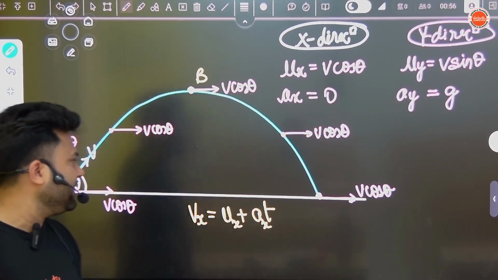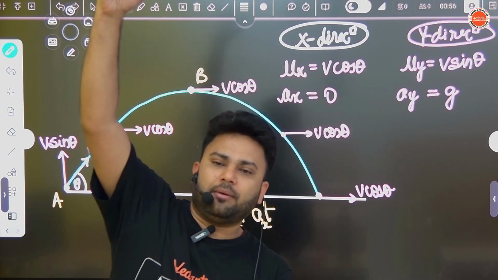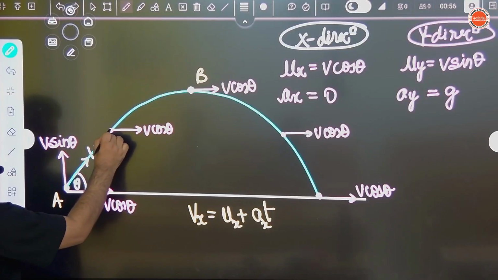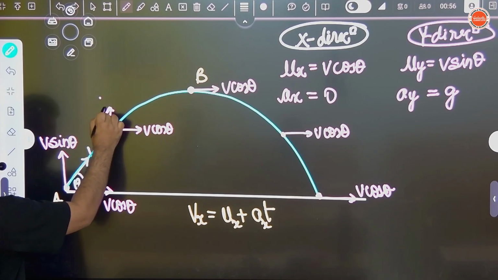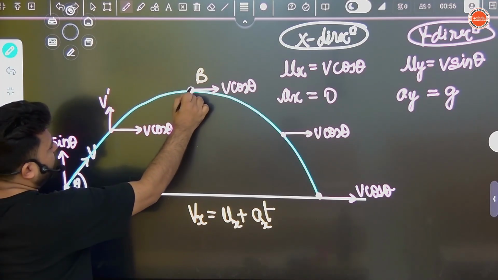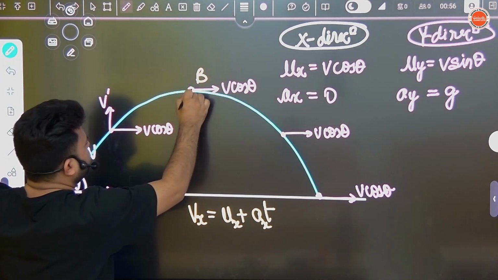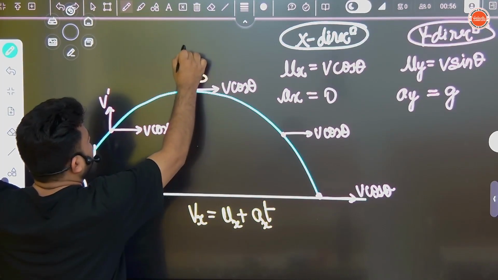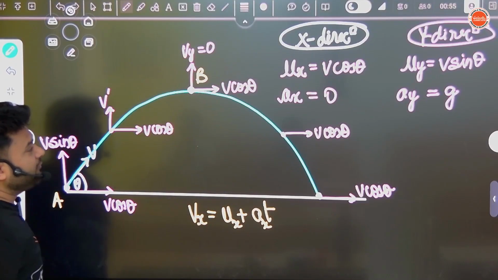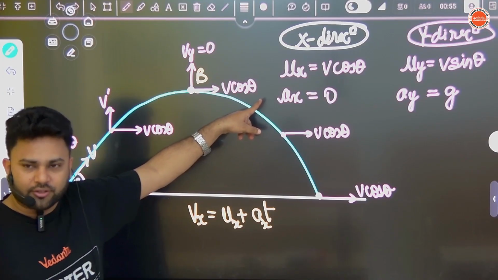How will the y component change? As you throw any ball, what happens? Its speed decreases, and finally it becomes 0. So the y component will change. Here it is v sin theta. Here it will be something else, I am writing v dash. At the topmost point, the y component becomes 0. If someone asks what is the y component of the velocity at the topmost point, it will be 0. But if someone asks what is the net velocity at the topmost point, it is v cos theta.